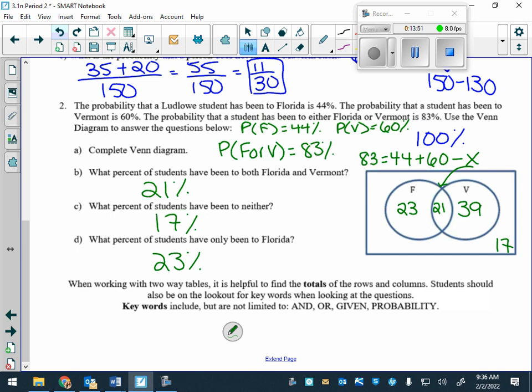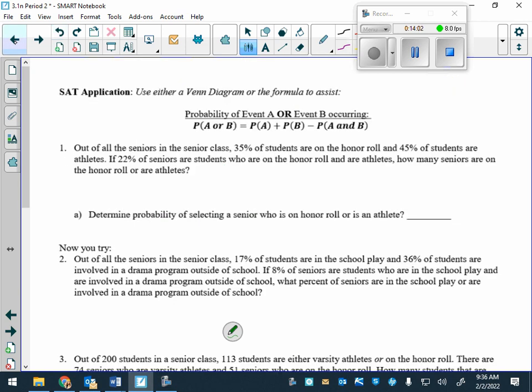Now, this is just one way of solving this. A lot of you guys can figure out different ways to solve this. Now, we're going to backtrack to see where this formula is used. So if you go to where it says SAT application, which is on the previous page at the top, this formula could be used, or you could use the Venn diagram. Either one. Some people just feel like the Venn diagram takes a little bit longer, so they use the formula right away.